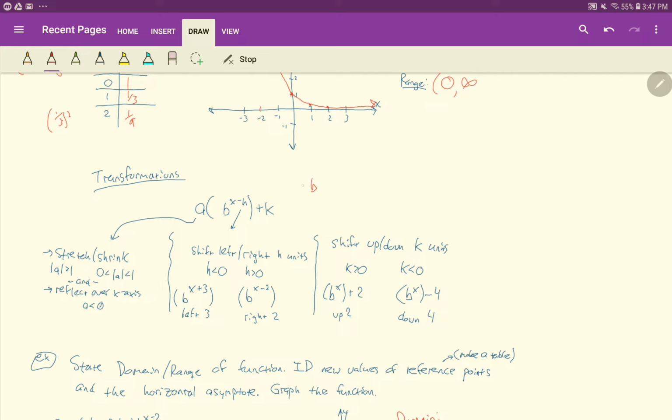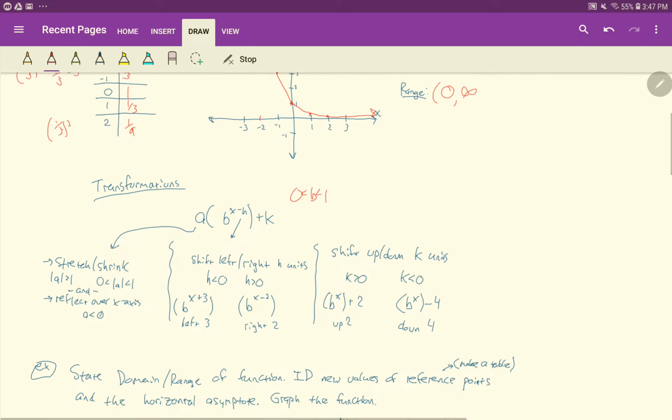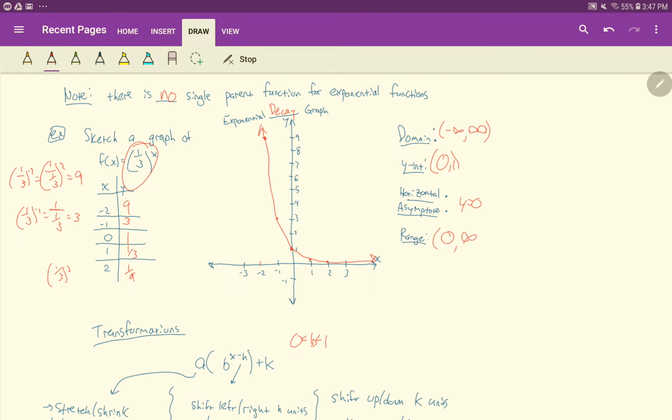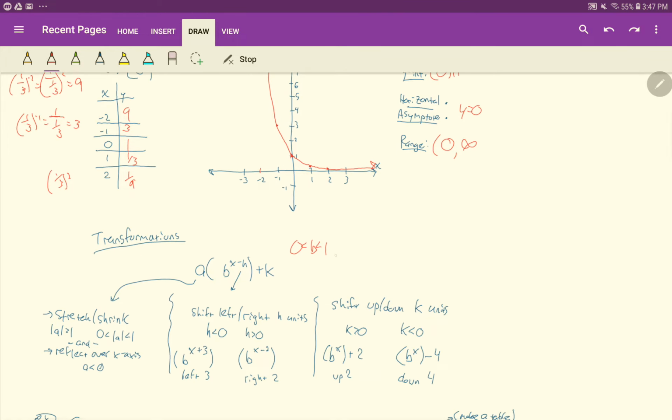So if your b is between 0 and 1, like we had right here, where our b was 1/3, what did we experience? We experienced decay. Okay, so that's exponential decay. If b is greater than 1, exponential growth. That's what we experienced in the previous lesson.